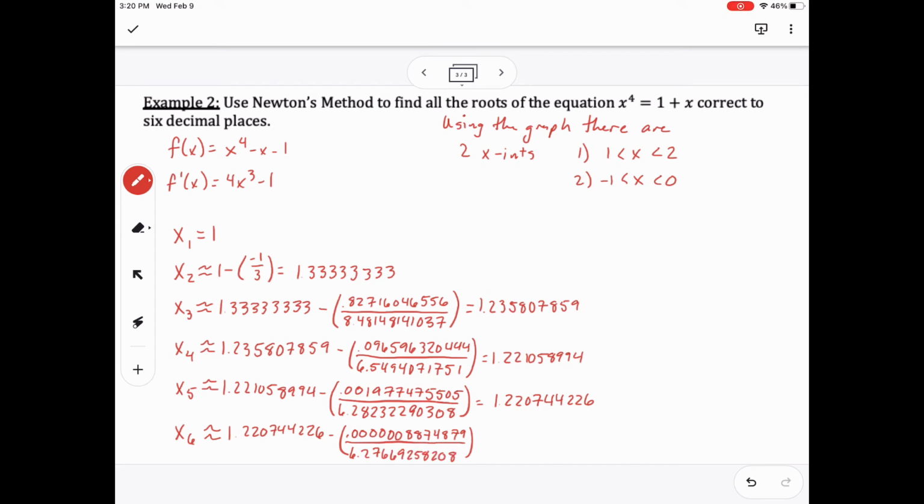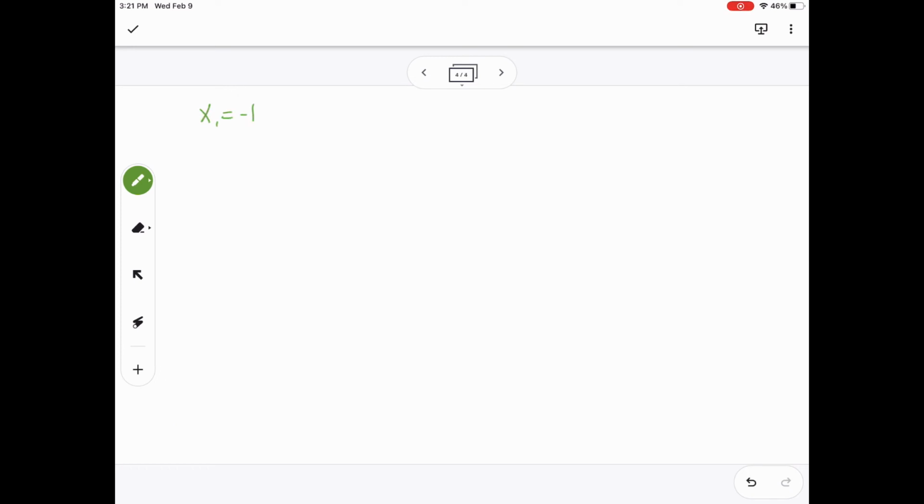Now after getting to the 6th iteration of this, I see that I've finally gotten to where the first 6 decimal places are repeating, and so my answer will be 1.220744 for this one. Then I'm going to try the next one, and it'll start with -1. Also, you don't have to start with whole numbers like I did for the first one. You could start with decimals.